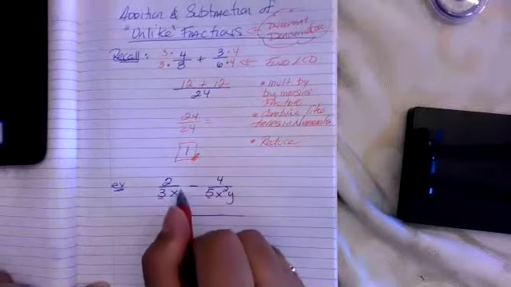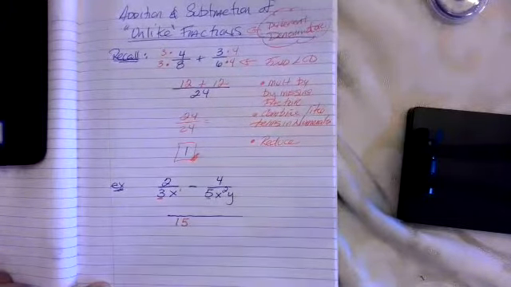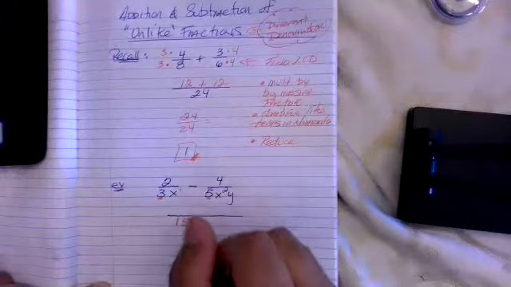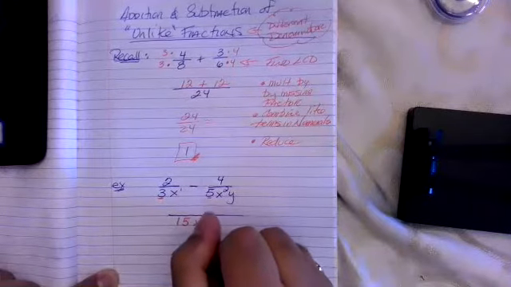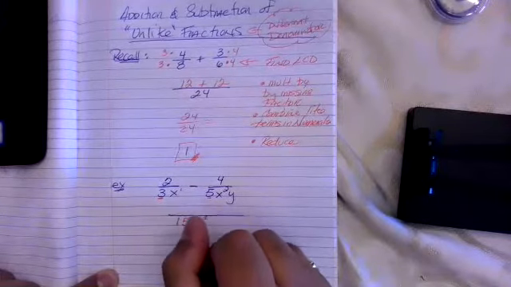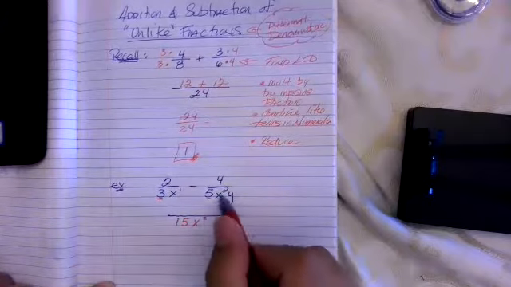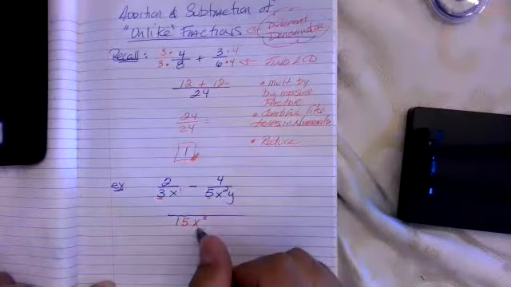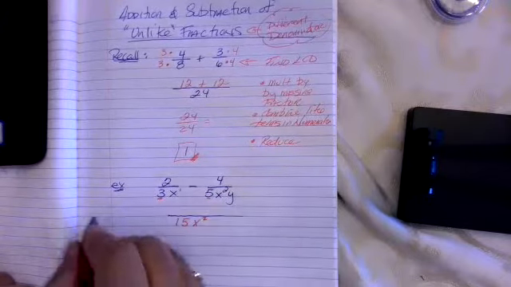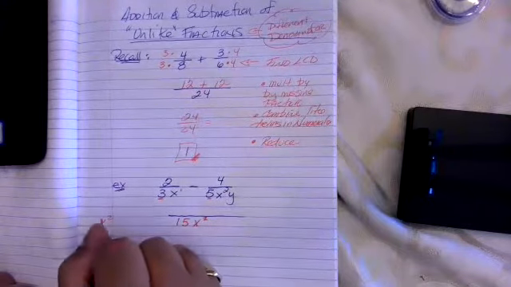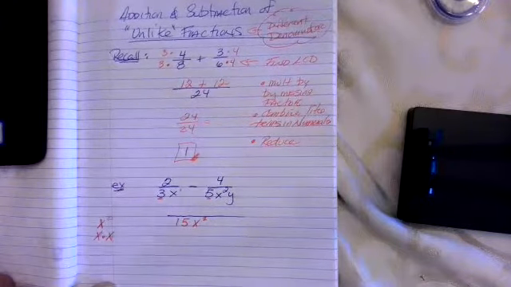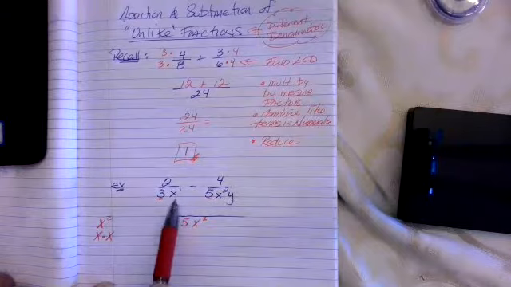Now I have an x to the first power and an x to the second power. I want something that both of those could go into. X to the second power. Right? X to the second power goes into x to the second power, and x to the first power also goes into x to the second power, because x to the second power is x times x. So I could see that has that in there also.